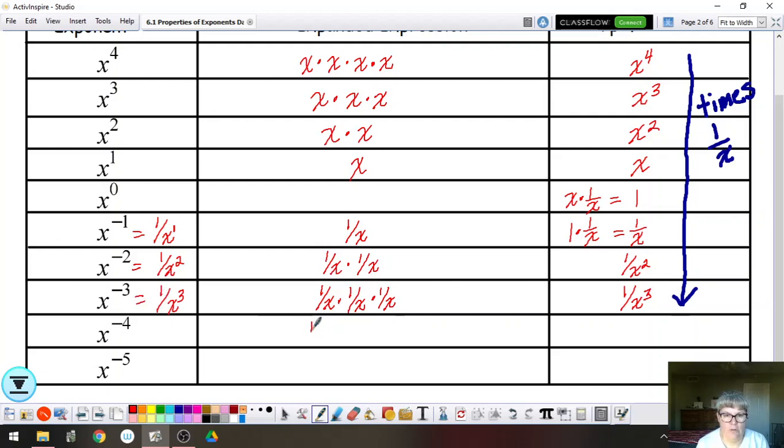X to the fourth, we take the row above, multiply it times another 1 over x, and we have 1 over x to the fourth. So anything to the negative fourth power can be written as 1 over x to the positive 4.